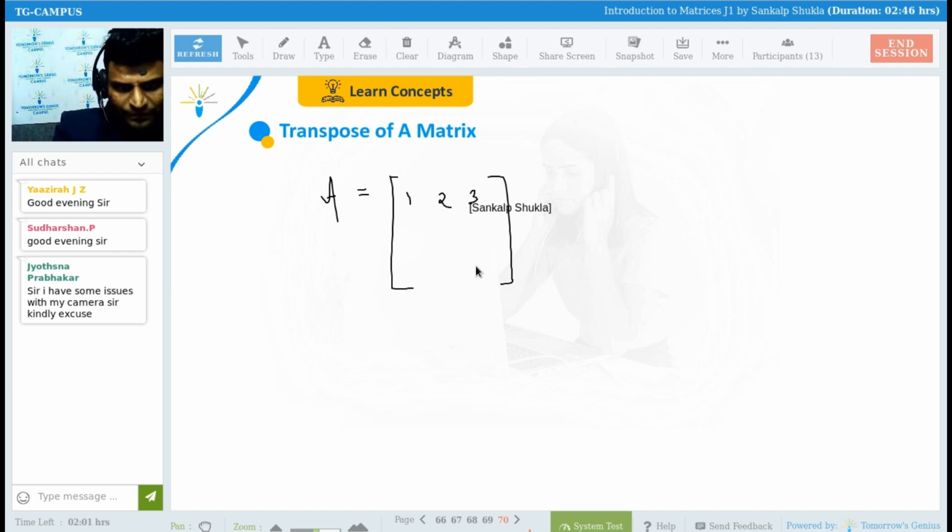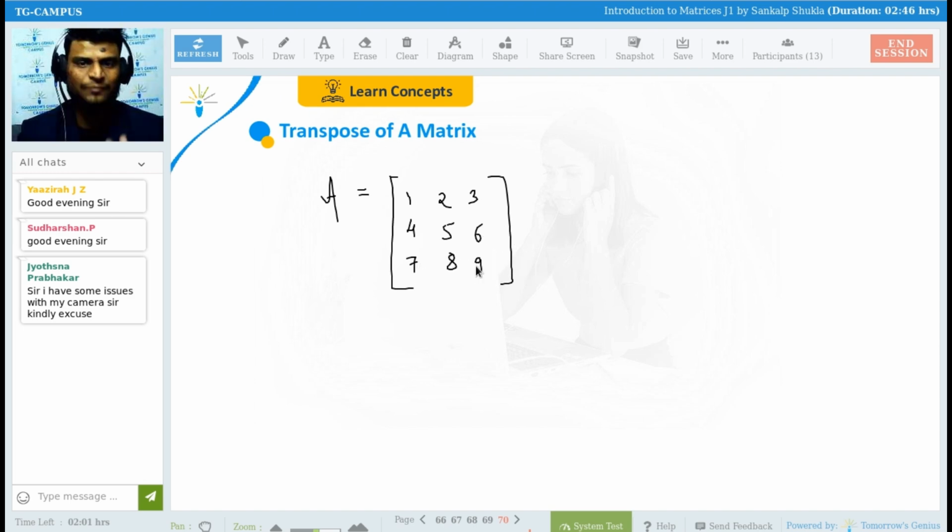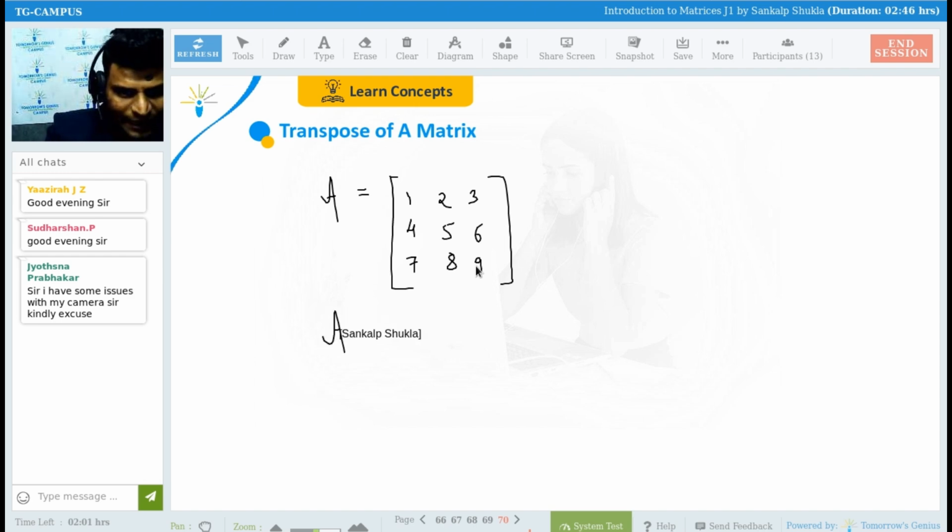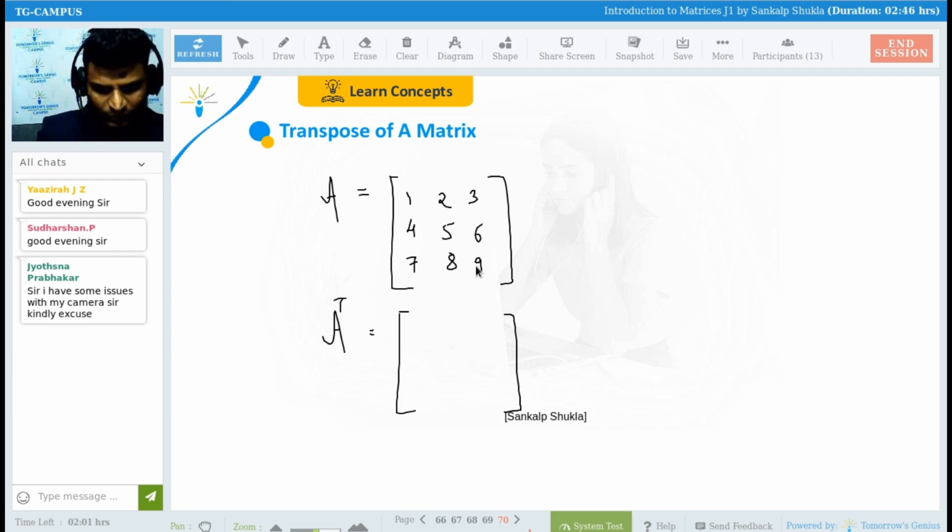Like 1, 2, 3, 4, 5, 6, 7, 8, 9. And I want to take the transpose. So transpose is always represented as A, T, with T on the subscript. Okay. So what do we do in transpose? We just pull each row and create it as a column.